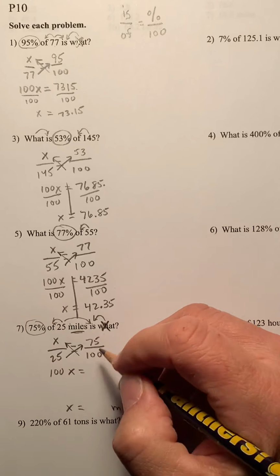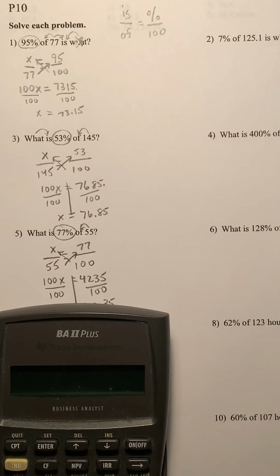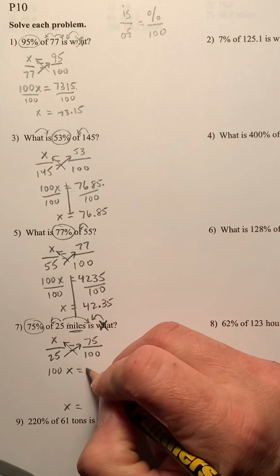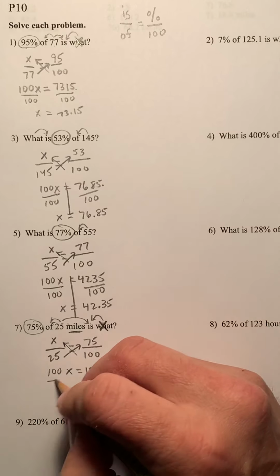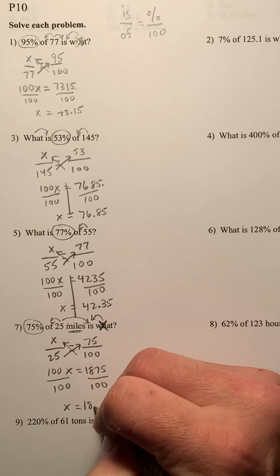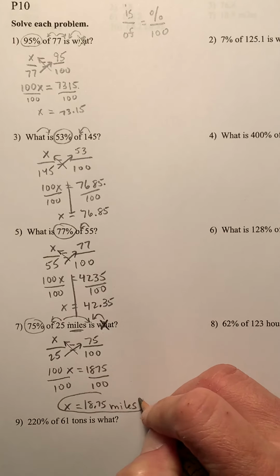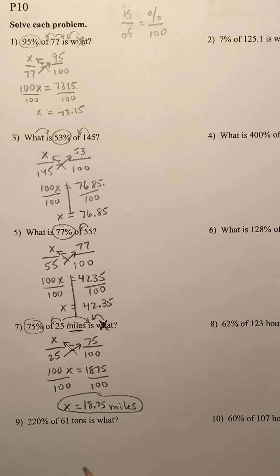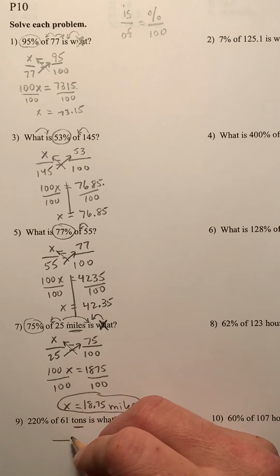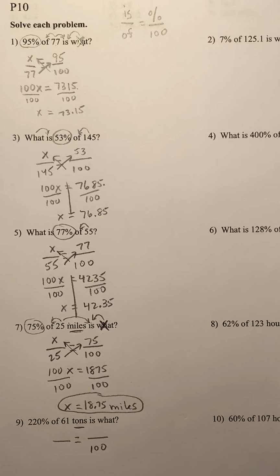100x is equal to 25 times 75, 1,875. And when we divide by the 100, we get 18.75, but remember we have to include the label in this case because we had miles. Guess what our label on number 9 is going to be? Yeah, of course, it's going to be tons. So we know our answer is going to have tons in the answer. We're going to try to remember to do that one at the end on this one.